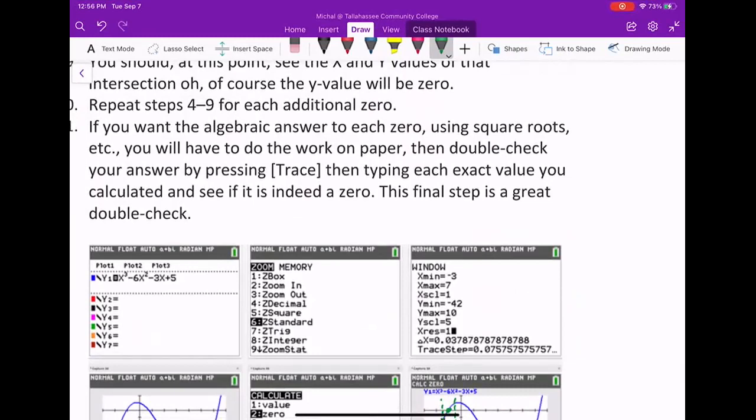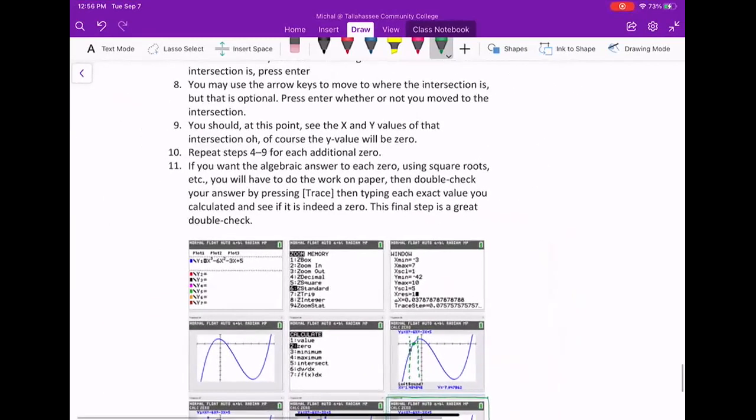All right, so that sums up our notes on how to find the zeros of a function and should take you all the way through the variety of exercises that you're going to see today.